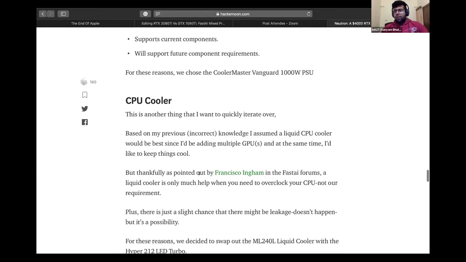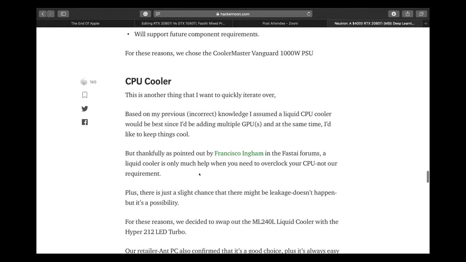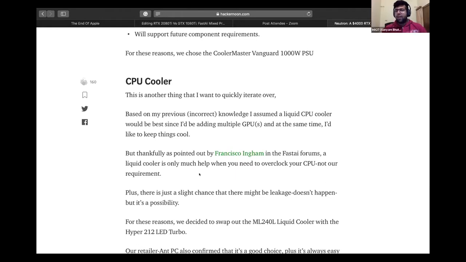And for the CPU cooler, some people recommend going for water cooling. I realized that liquid cooling is only required when you're going to be overclocking your CPU, not the GPU. So I assumed that for multiple GPUs you might need a liquid cooled CPU, which is not the case. You might need to liquid cool your graphic cards, but not the CPU. So an air cooler turned out to be okay, during the initial testing that I've been doing.